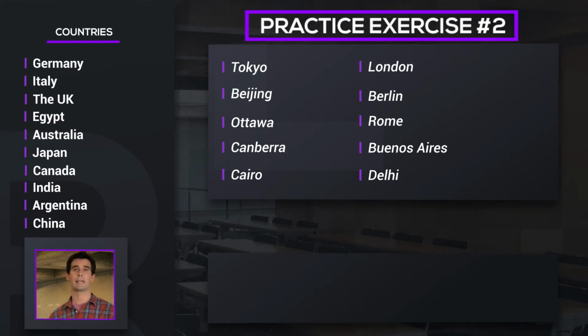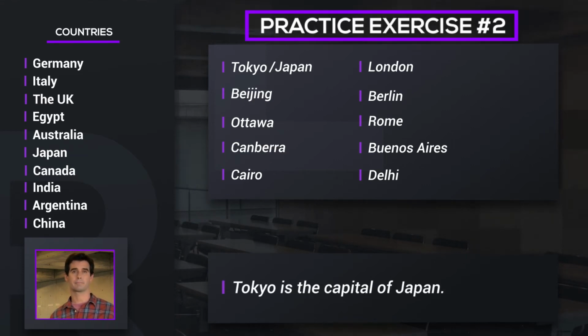Let's do number one together. Number one says Tokyo. I know that Tokyo is the capital of Japan because I live in Japan. So I should write down the following sentence. Tokyo is the capital of Japan. Use the same style sentence to finish the rest of the questions by yourself. Good luck.